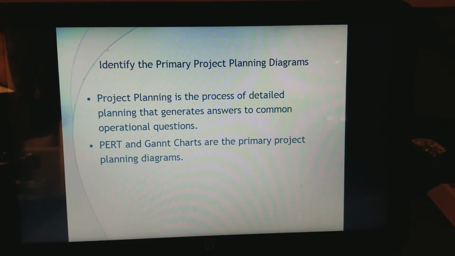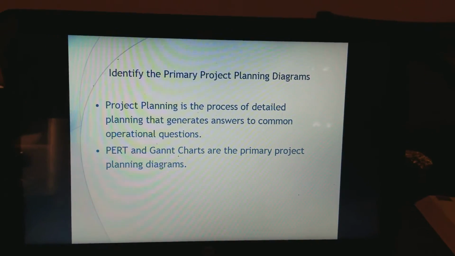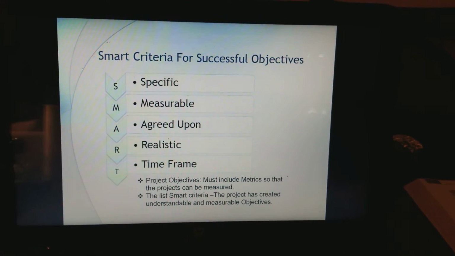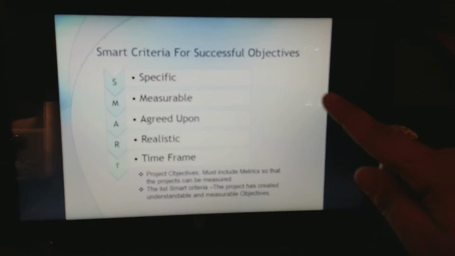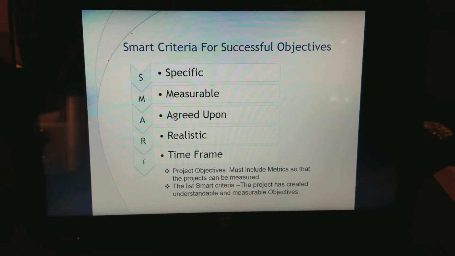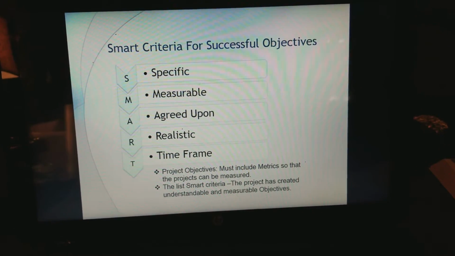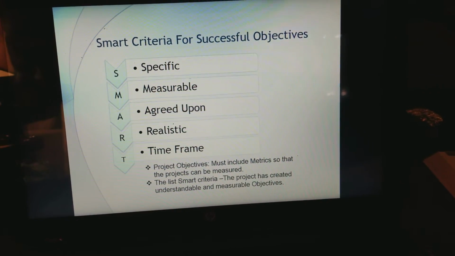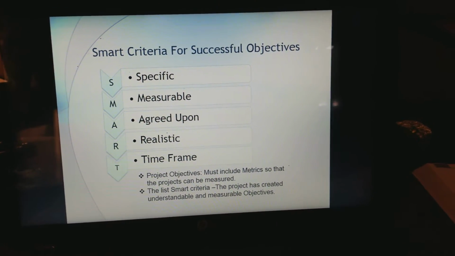The two primary diagrams that are most frequently used in project planning are PERT and Gantt charts. Here we have the SMART criteria for successful objectives. SMART: Specific, measurable, agreed upon, realistic, and time frame. The project objectives are the major elements of the projects. Every project objective should have all of those criteria, and it should also include metrics so that projects can be measured. The metrics should also include the cost, the schedule, and the quality metrics.